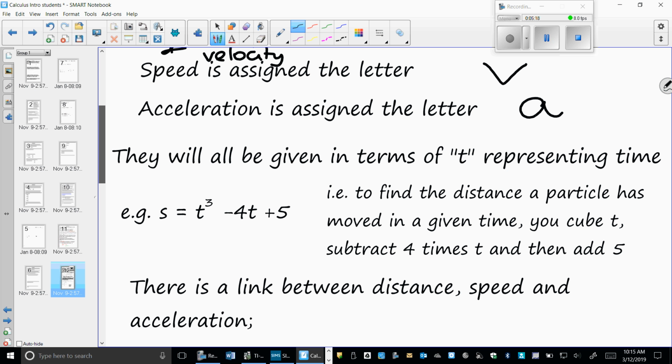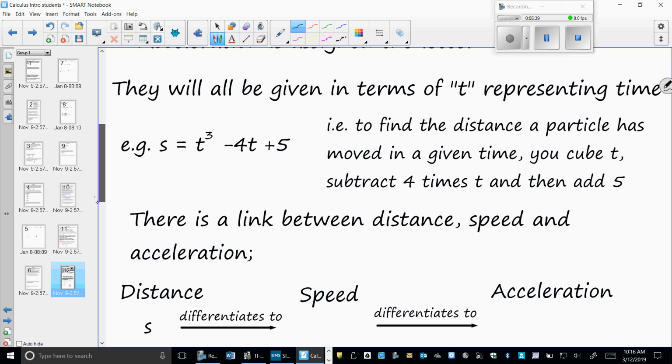So, for example, they've told us that S is equal to t cubed minus 4t plus 5. In other words, to find the distance the particle has moved at a given time, you cube the time, take away 4 lots of the time, and add 5 to it. Okay, so that's just the expression that they've given you.